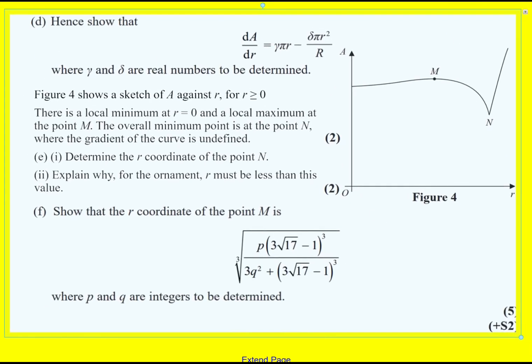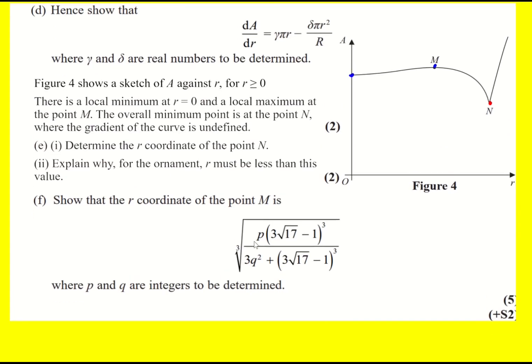So we've got a local minimum, that's r equals 0. We've got a local maximum, that's m, and an overall minimum point for the function for A at n, where the gradient's undefined because suddenly there's a kink in it. Okay, we're asked to work out the r coordinates of the point n. So actually that is going to be when the gradient is not defined. And so d capital R over dr. The only time it's not defined is when the denominator is 0.